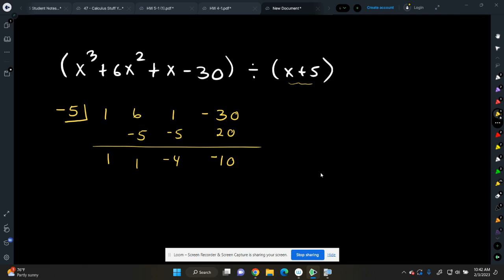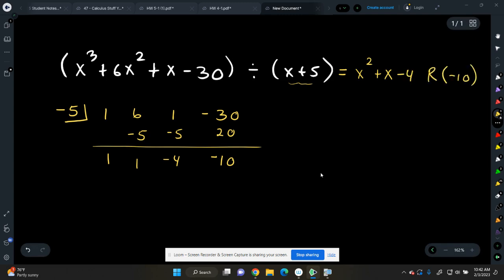So what is the answer to this division problem? What is it, TJ? X squared plus x. Oh, yeah, 4. Good.